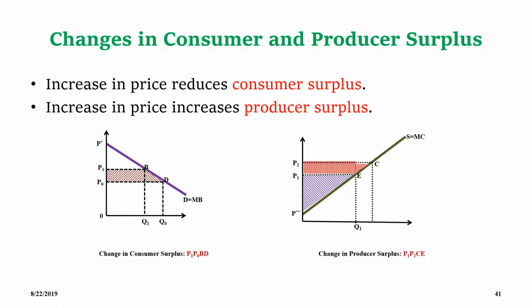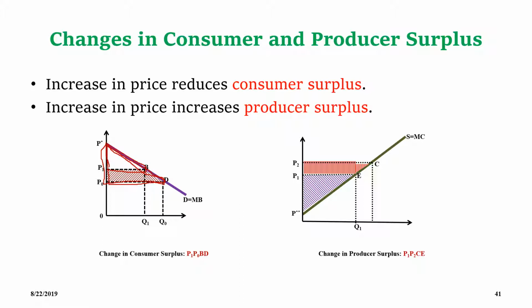Now, we look at an increase in price. When the price increases, what happens? Let's say the price goes from P0 to P1, it reduces the consumer surplus. Remember, the consumer surplus is this whole area under the demand curve, right? Before it was this area. Now, because of the increase in price, the consumer surplus reduces to what? This one, right?